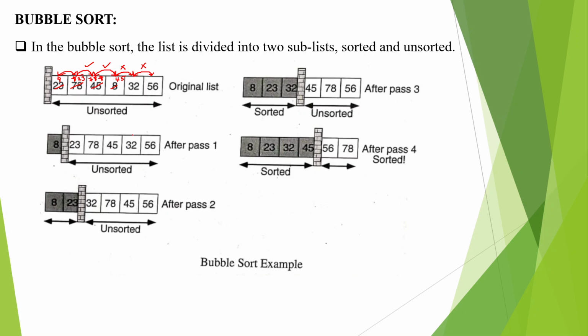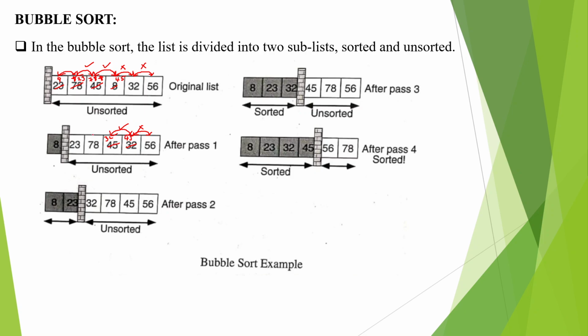How do we work in the second pass? Compare these two again. 32 and 56. 32 is smaller, already on the left side, don't perform any swap. Next, 32 and 45 we compare. Yes, there is a need to perform swapping because 32 is smaller and should be on the left. So 32 will come here, 45 will come here.